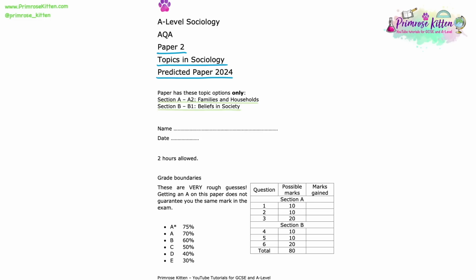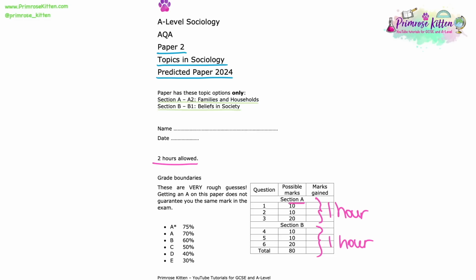You do have 2 hours allocated to complete Paper 2, exactly the same as Paper 1 and Paper 3. You're advised to split that time down the middle, so spend 1 hour completing families and households and 1 hour completing beliefs in society. There are no optional questions on this paper, so you do need to complete all 3 questions for Section A and all 3 questions for Section B.